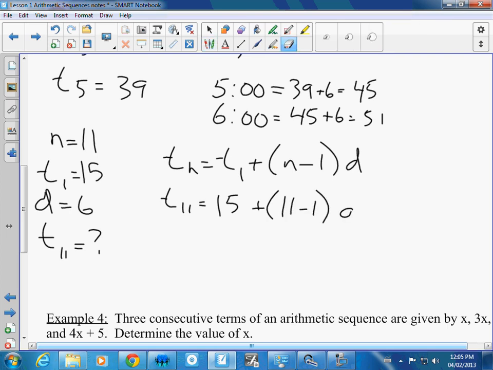Now I bet you we can do this in our heads. What's 11 minus 1? 10. 10 times 6. 60 plus 15. 75. So at what time again is this? Is that 11 o'clock? Oh, yeah, it's 10 o'clock, 1 hour before close. It's the 11th term. At 10 o'clock, how many people are standing in line? 75 people.